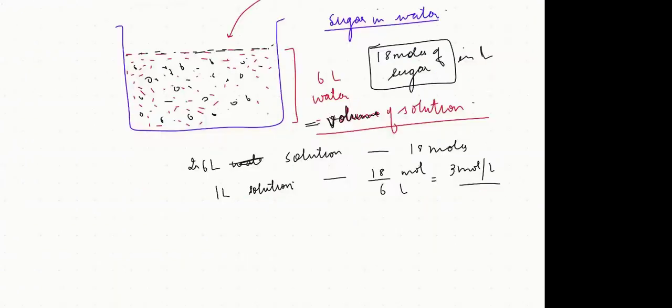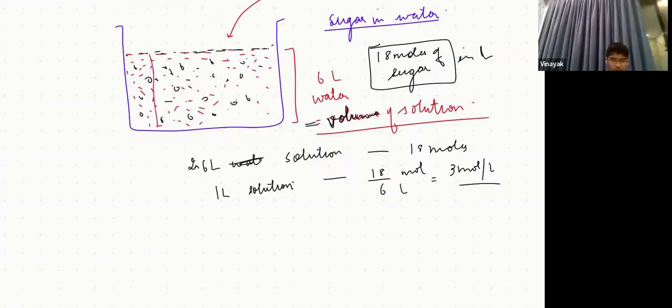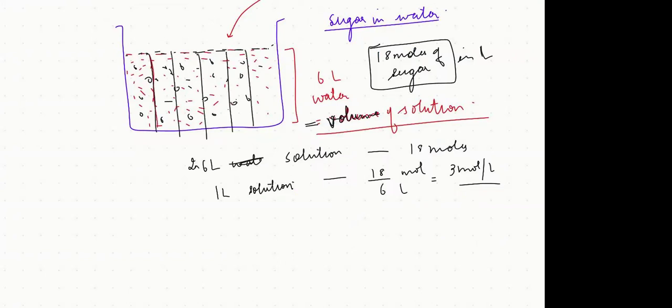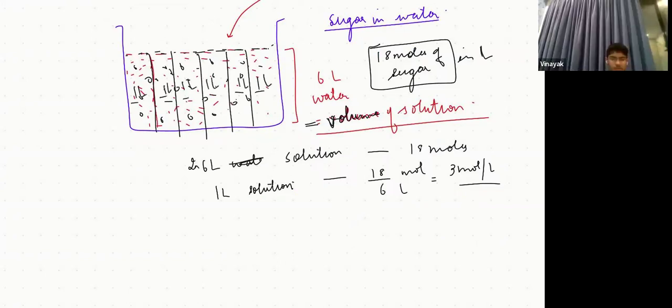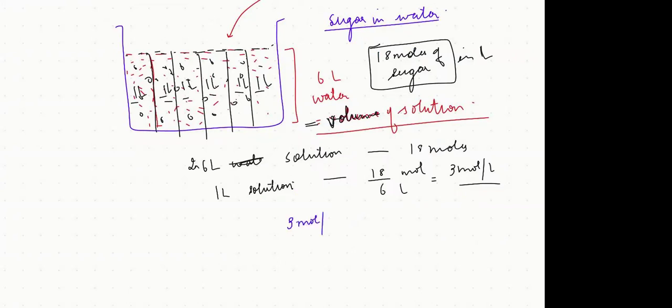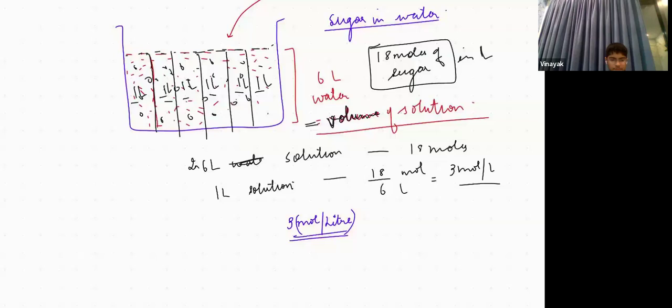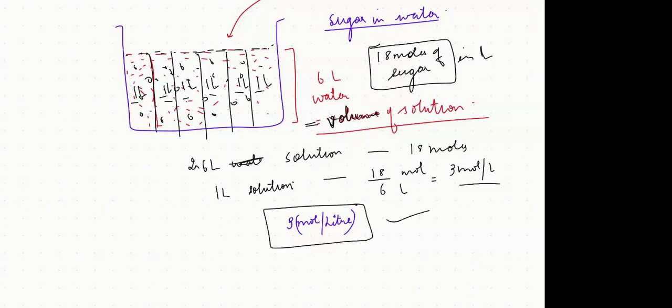So now if I divide this entire solution into 6 portions, each, what would you say? It would be 3 moles per liter. Got my point on it? Any doubts? Got it?